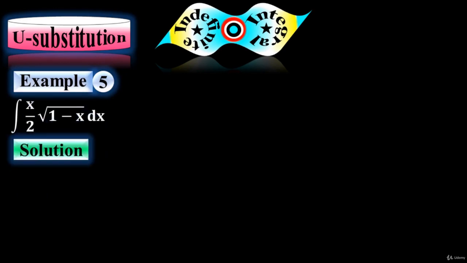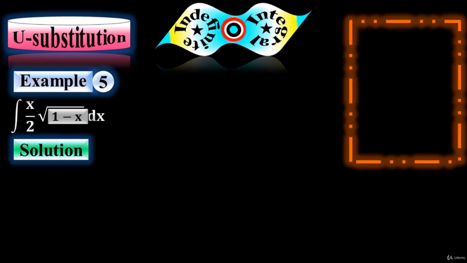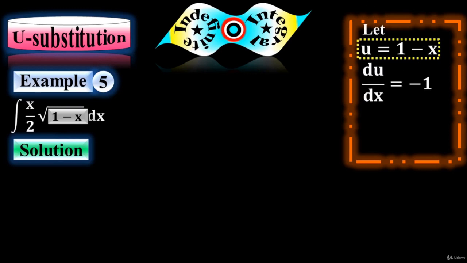Example number 5. Solve integral of x over 2 times the square root of 1 minus x dx. Solution. Let's suppose 1 minus x equals u. And now take the derivative on both sides. We have du over dx equals minus 1.